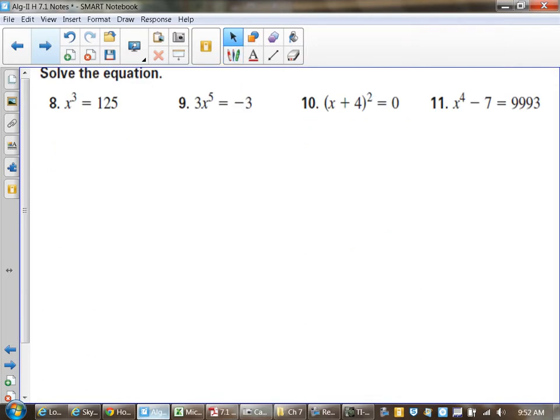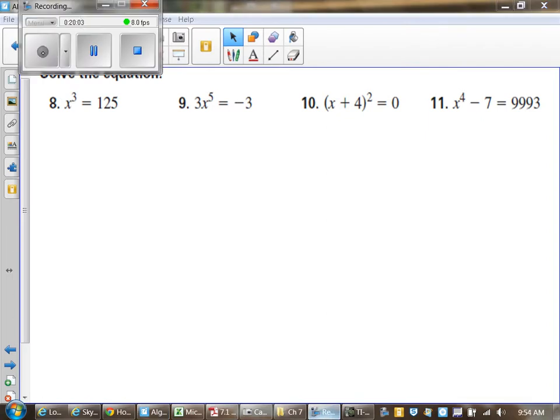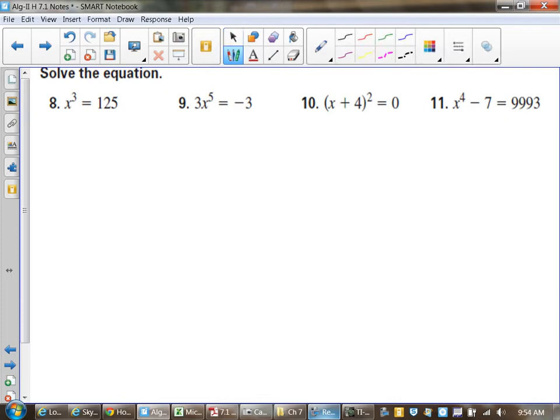Try those real quick. Like I said, there's really not a ton of craziness involved in this first couple. What'd you get for the first one? Do we all agree? What'd you get for the second one? Are you guys getting negative 1? What do you get for the next one? 4, okay. And the last one? Plus or minus.